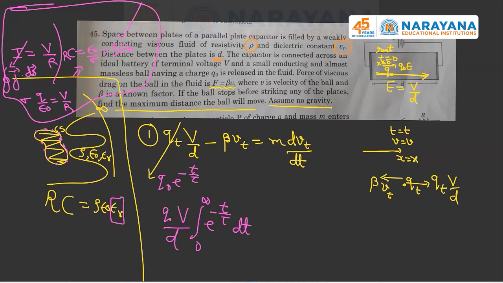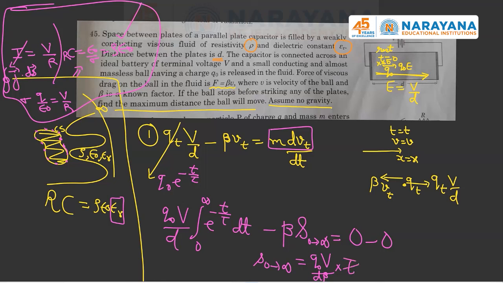You can check that, because this will become beta v dt. Now, integral v dt is the total distance it will travel in 0 to infinity time. And the RHS is m dv integral, that will be 0, I mean, 0 minus 0. So my S from 0 to infinity comes out as Q naught, initial charge Q naught, into voltage upon d beta multiplied by e raised to the power minus t by tau dt. That is RC, simply. That value is tau.